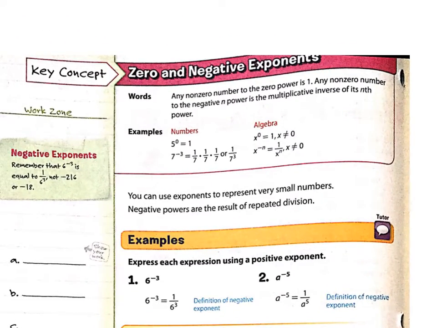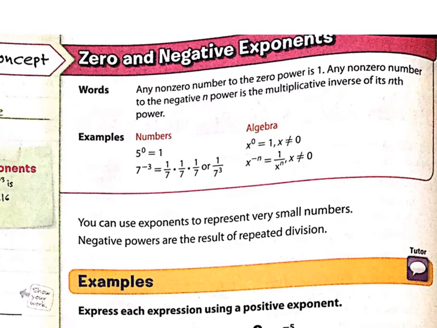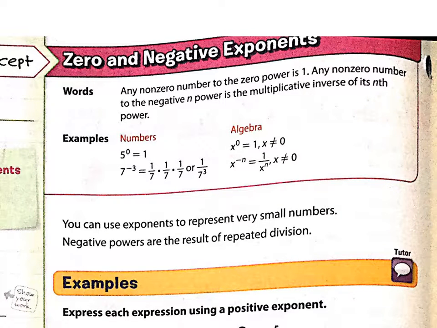And we're going to talk about zero and negative exponents, okay? So if you read at the top, it says any non-zero number to the 0 power is 1. So that's what we just did when we had 10 to the 0 power, it equaled 1. Any number to the 0 power is going to be 1. Any non-zero number to the negative n power is a multiplicative inverse of its nth power. So basically, all that's saying is any number to the negative power is its reciprocal of that power.